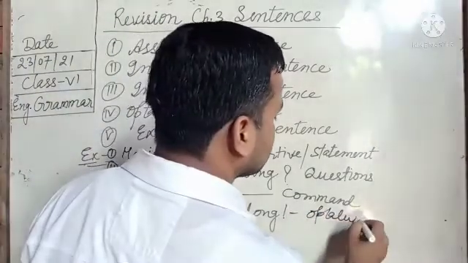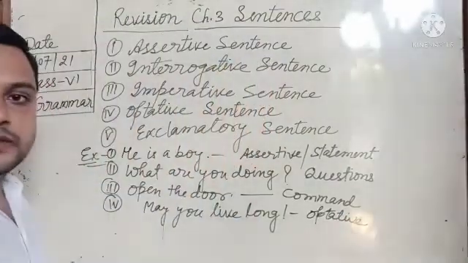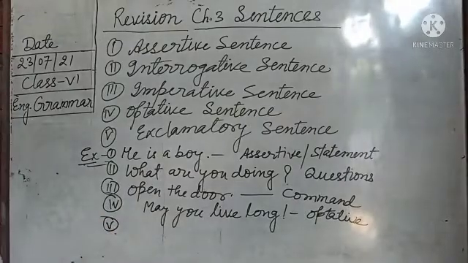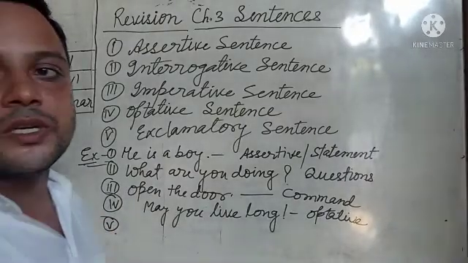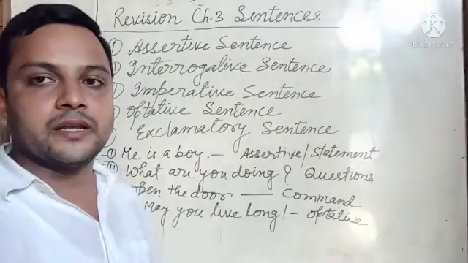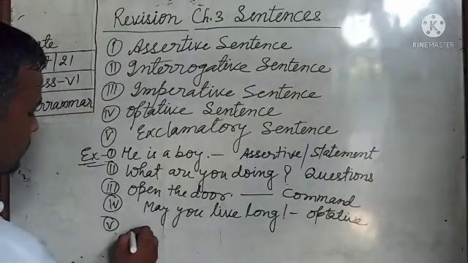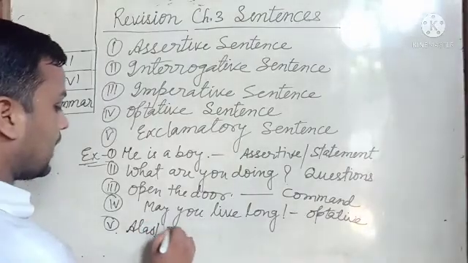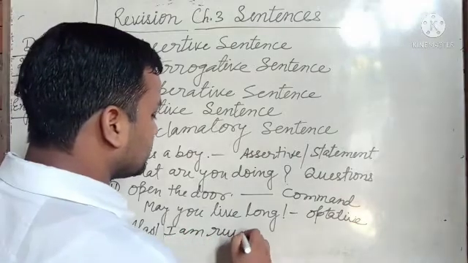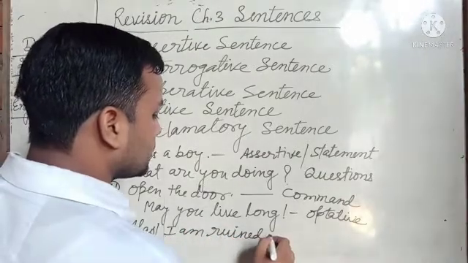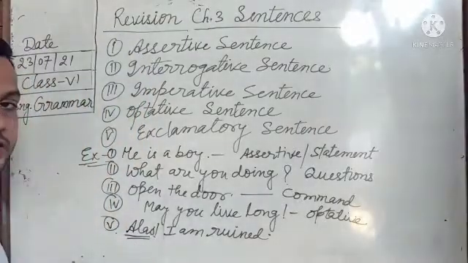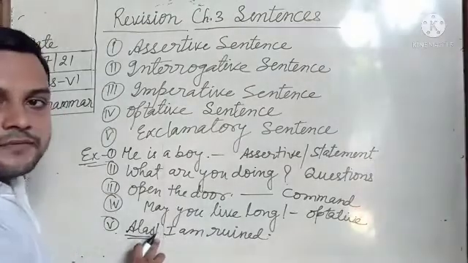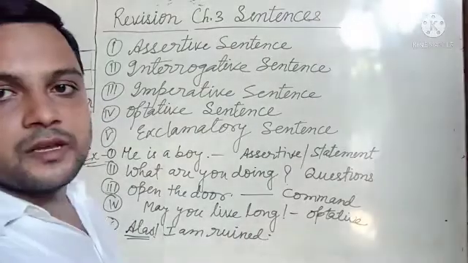Okay, it ends with an exclamation mark, and the last one is exclamatory sentence, the sentence which shows some strong and sudden feeling. For example, alas, I am ruined. Students, an exclamatory sentence starts with an interjection and there will be an exclamation mark after the interjection, and at last there will be a full stop.